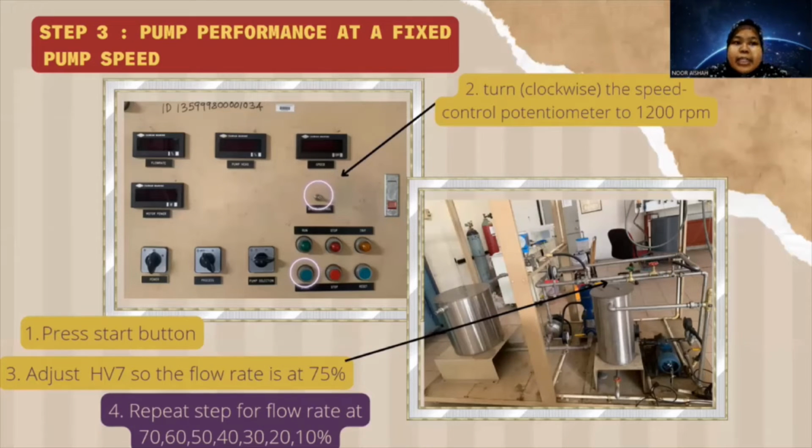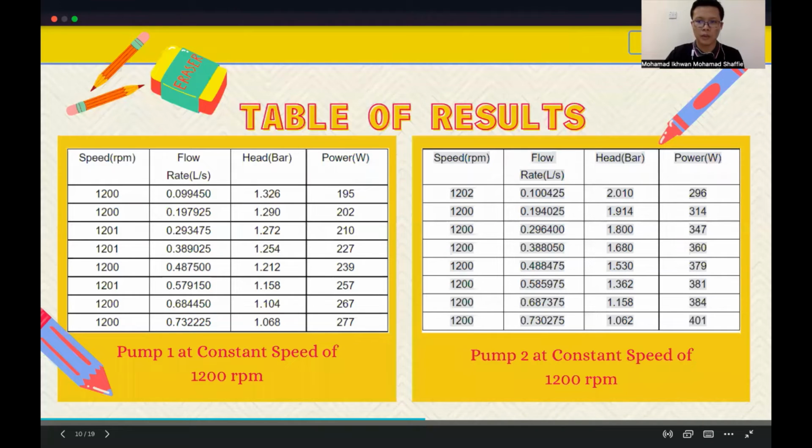Then for the fixed pump speed, the steps are the same. Just at this point, a speed of 1,200 RPM is employed, and the flow rate differs from 10% to 75%. So that's all from me. Let's continue with the others.